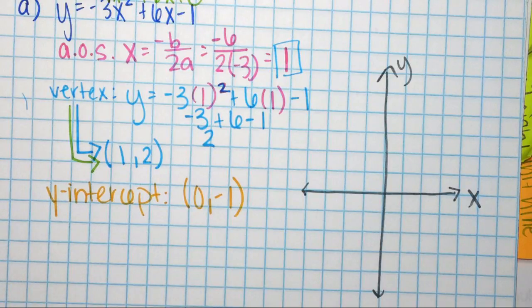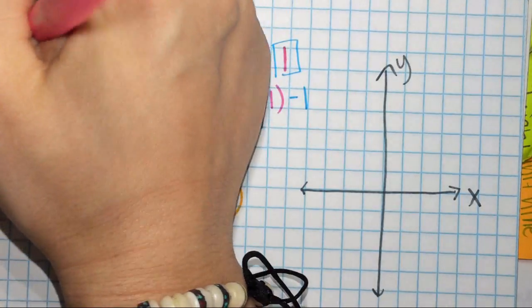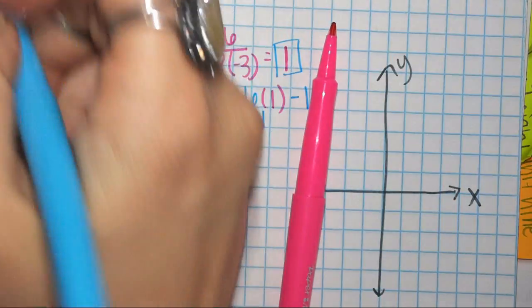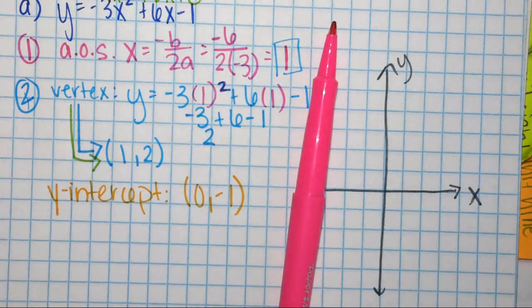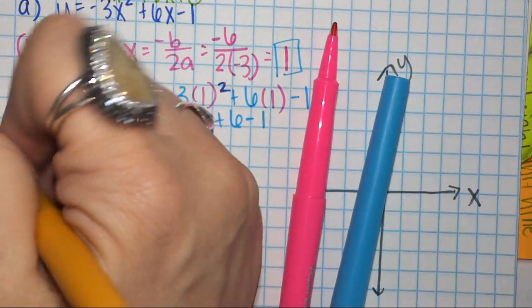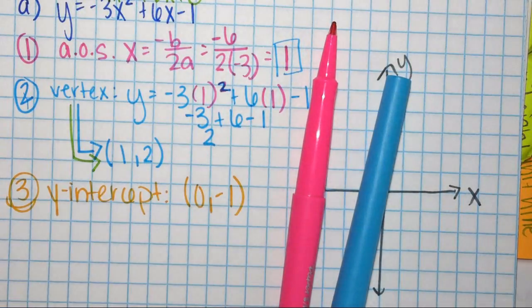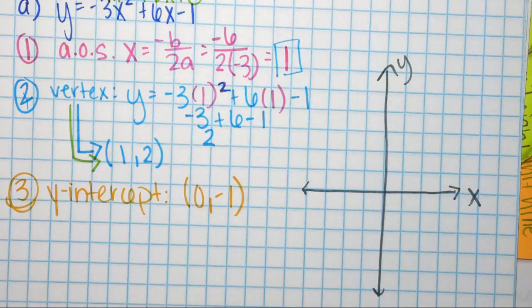So yours might not be color-coded like mine is. If yours is not color-coded, I want you to write 1 beside the axis of symmetry, 2 beside the vertex, and 3 beside the y-intercept. So you know that that's how we graph.